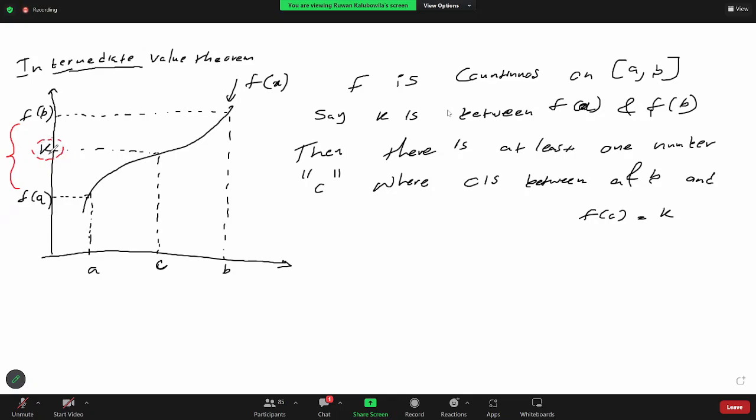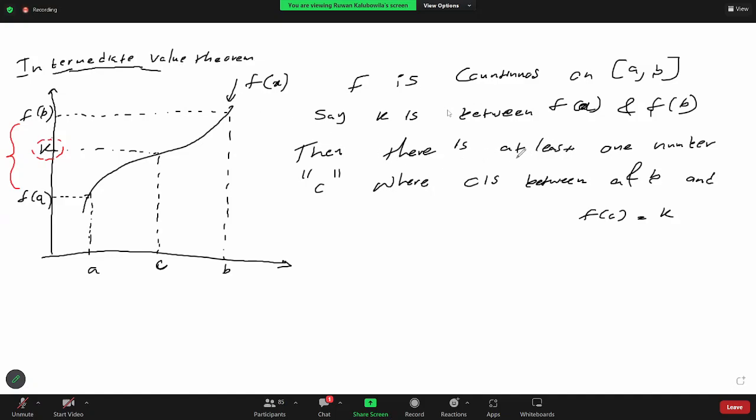So if we define a K value between F(A) and F(B), then the value C, which is the value of x that gives K, should be within A and B. This is a well-known statement. You know this one, but now it is stated mathematically like this, and we call it the intermediate value theorem.